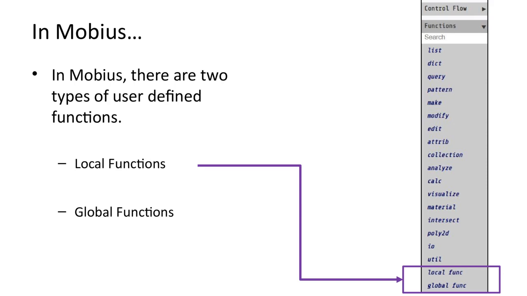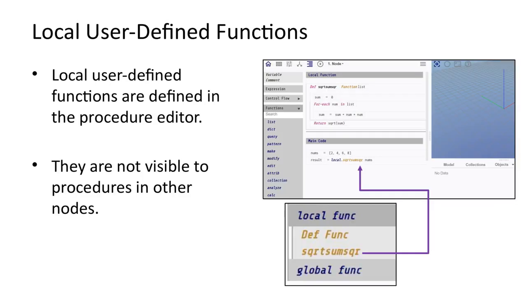Mobius supports two types of user-defined functions, local functions and global functions. Let's have a look at each of these. Local user-defined functions are created in the procedure editor. The functions are called local because they can only be called by the procedure in which they are defined. Another procedure in another node cannot call the function.